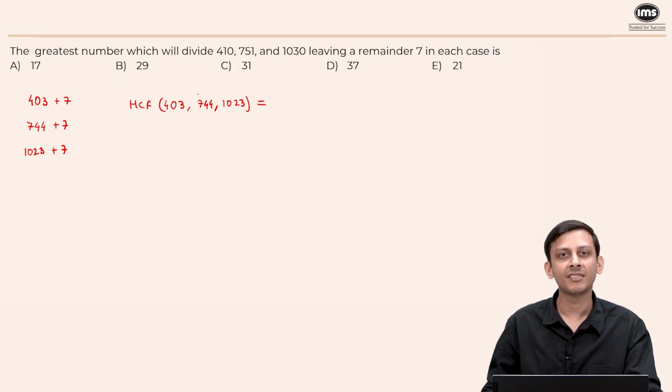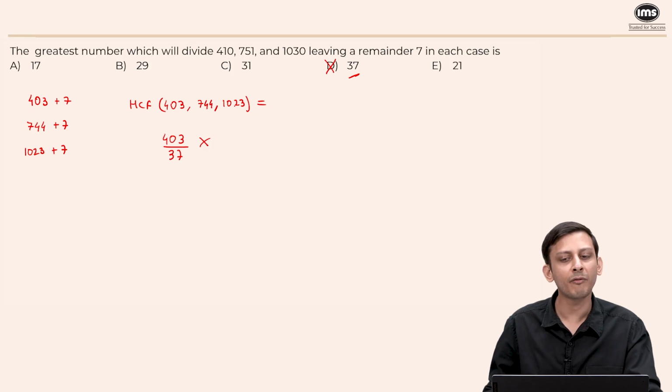Now, rather than finding the HCF of these numbers technically, which will take time, we can be smart and take advantage of the options. If all of these numbers are divisible by something, and we want the greatest number that they are divisible by, let's start with the greatest number in the options, which is 37. If we try dividing 403 by 37, we will see that it is not divisible. 37 into 1 is 37, 3 is remaining, 33. 33 is not divisible by 37. So 403 is not divisible, and therefore 37 cannot be the correct option.